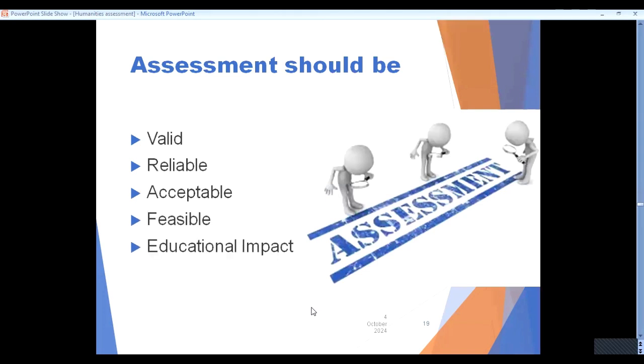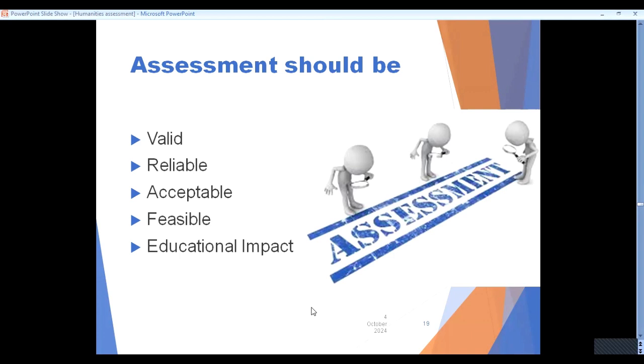So these are a few attributes of good assessment methods. We will not go into detail. You might be very much aware of it. Assessment methods should be valid, reliable, acceptable, feasible, and they should have good educational impact. Here also it is multiplication. Assessment should be valid, multiplied by reliable, multiplied by acceptable, multiplied by feasible, multiplied by educational impact. So each of them can be more or less, but it can never be zero. So if validity is zero, other things don't matter.